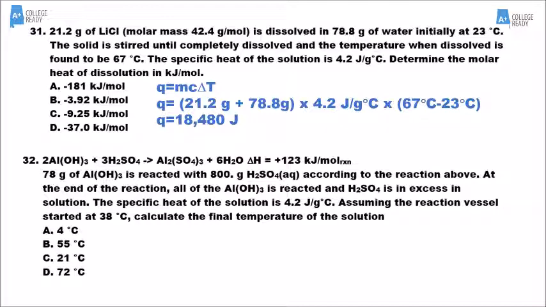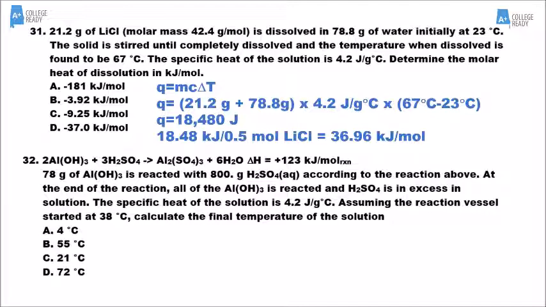Now the question doesn't ask you how much energy, it asks you for the molar heat of dissolution. So now we have to figure out what it is in kilojoules per mole. So we take our number of joules and we convert it to kilojoules, and we divide it by the 0.5 moles of LiCl. Basically, we take 18.48 and we multiply it by 2. And we get an answer around 37 kilojoules per mole. Now, it needs a negative sign because it did get warmer, and the negative sign shows that it's an exothermic reaction. So the final answer would be negative 37 kilojoules per mole.